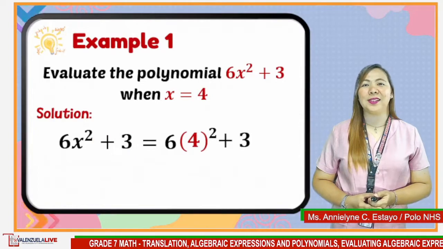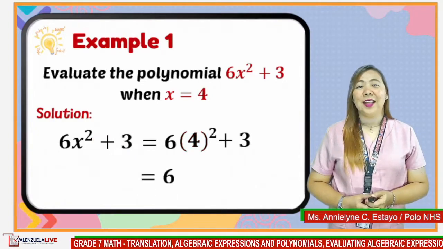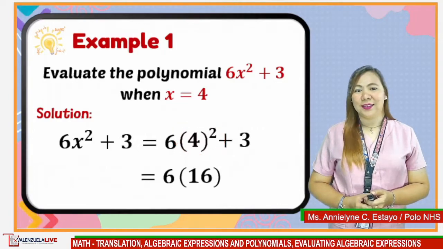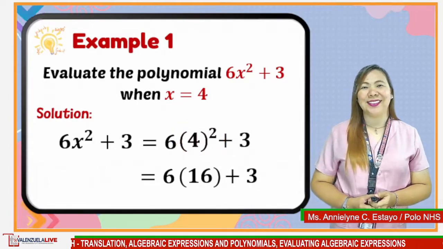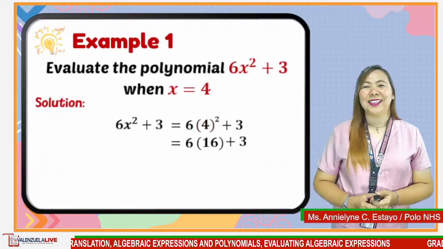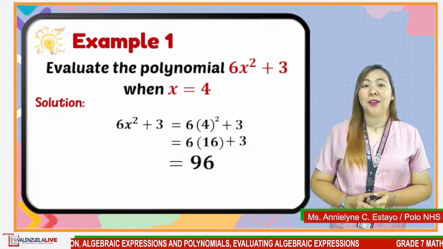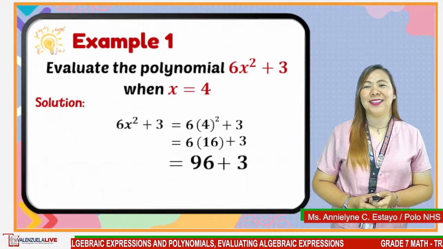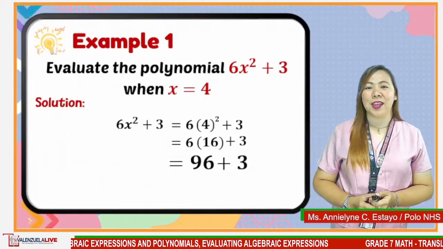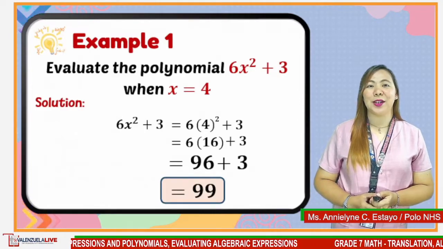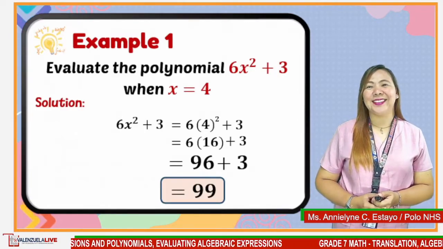Write 6 times 4 squared, which is 16, then plus 3. 6 times 16 is 96, then write plus 3. 96 plus 3 is equal to 99. So our answer is 99.